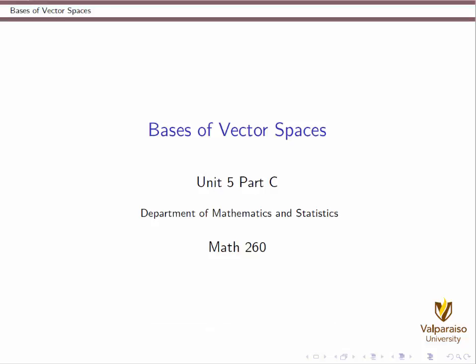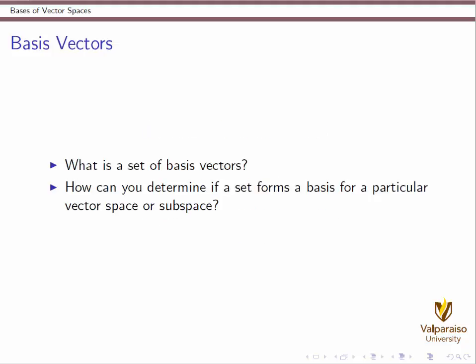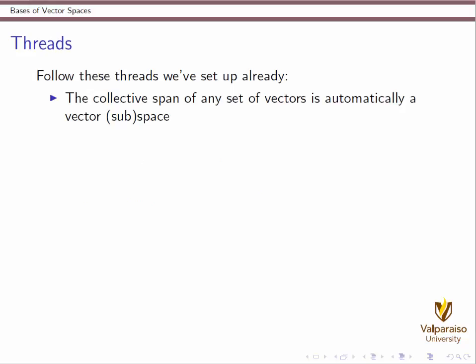Here is the grand conclusion of the topics we've already looked at. We're going to take the idea of spanning and the idea of linear independence and put them in a blender and come up with the idea of having basis sets for vector spaces. We're going to look at what is a set of basis vectors for a particular vector space and how we determine if some set happens to form a basis for the vector space or subspace they live in.